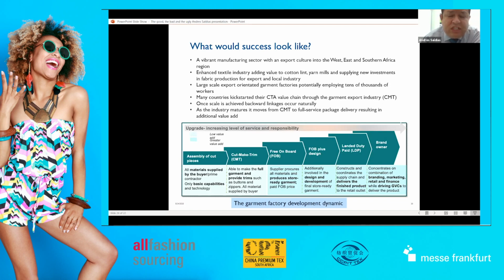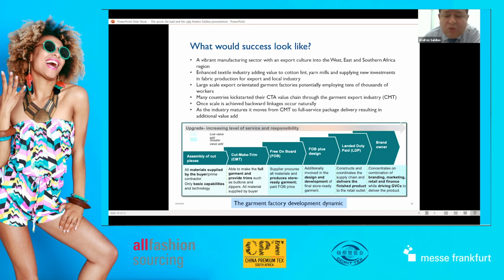And finally, what success will look like, in my perspective? A vibrant manufacturing sector with an export culture into West, East, and Southern Africa. An enhanced textile industry, adding value to cotton lint, yarn mills, and supplying investment in fabric production for export and local industry.